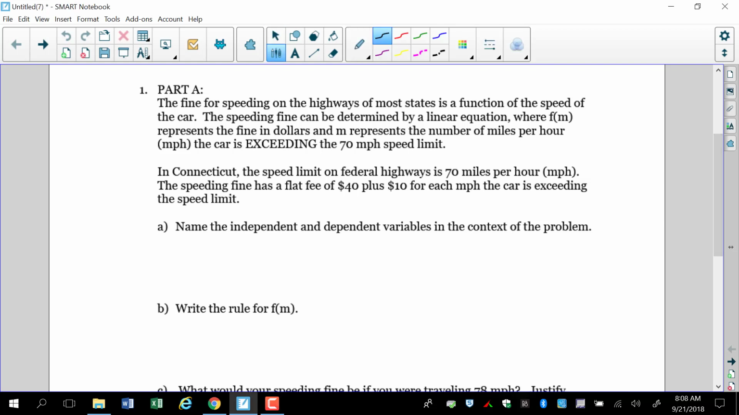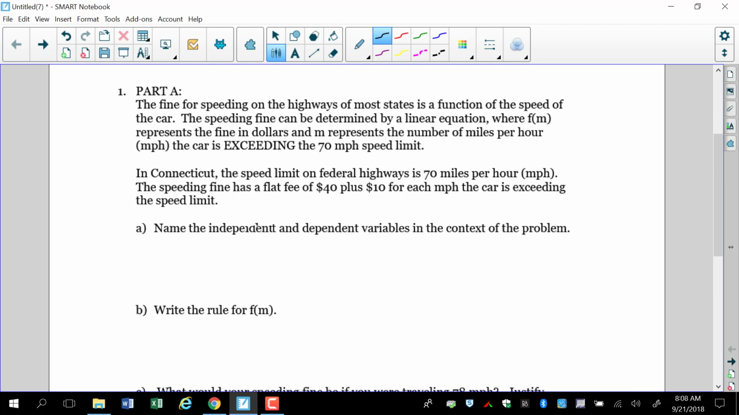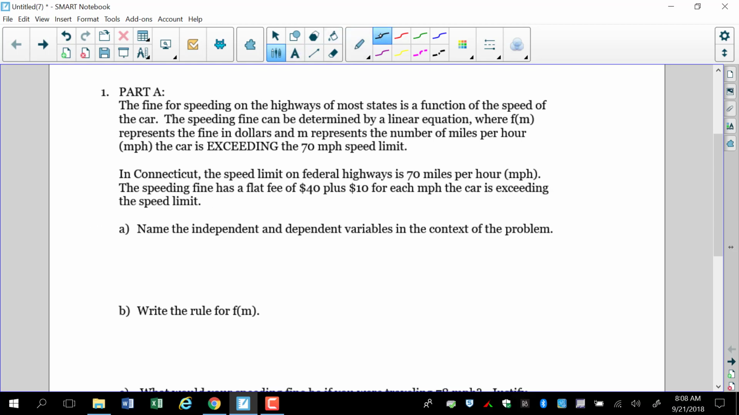Within linear equations, one of the things that's commonly talked about is independent and dependent variables, and it's important to just understand what they are. The easiest way to think about independent and dependent variables is which one depends on the other one. So in this case, what depends? Well, the fine depends on your speed. That's how you figure out your independent and dependent variables. In this case, the fine depends on how fast you are going.